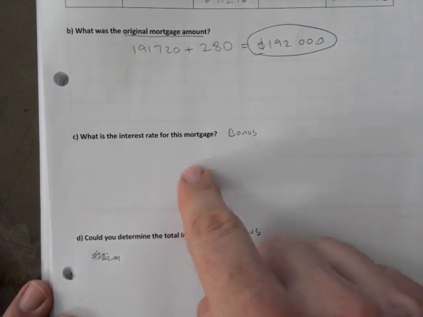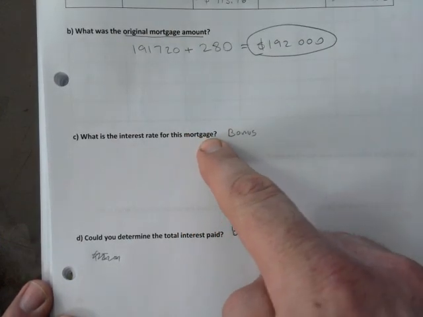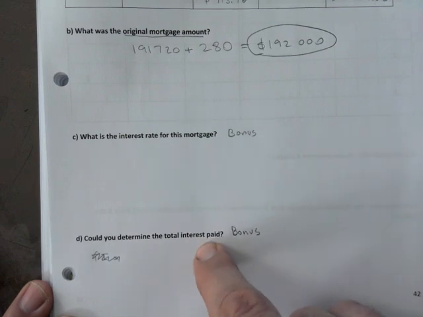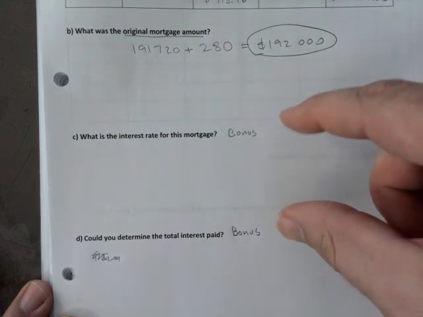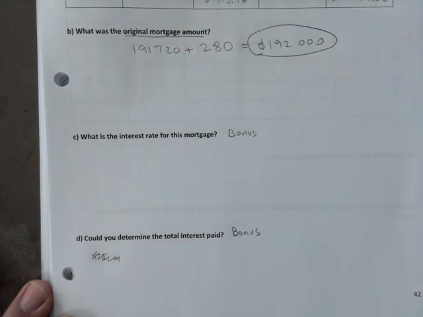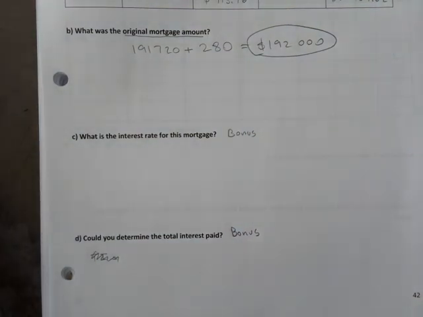C and D are connected. By doing C, you'll figure out the time, and that will allow you to find the total interest paid. So never mind, these would be a combination as a bonus question. You'd have to use your pink table. That would all kind of give it away, so you can figure it out. All right.